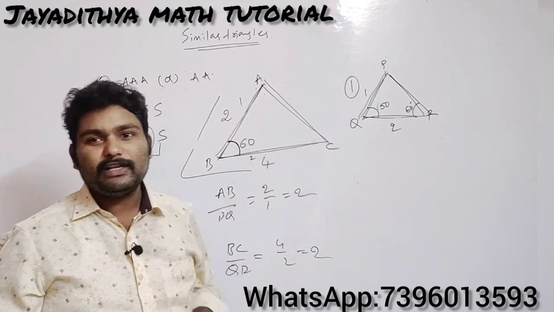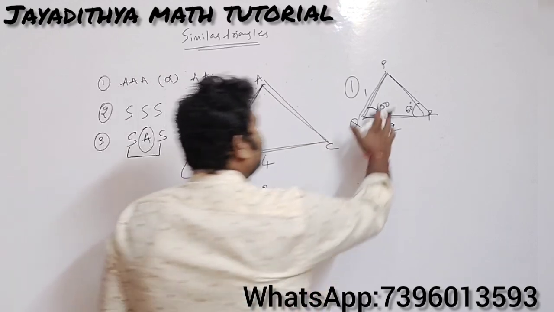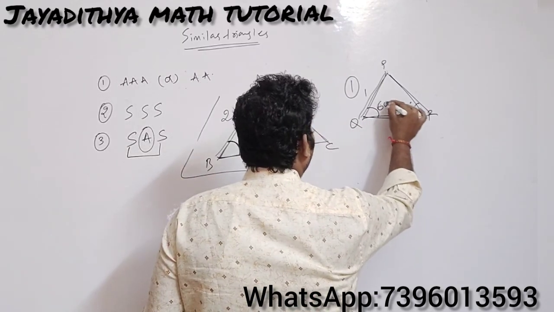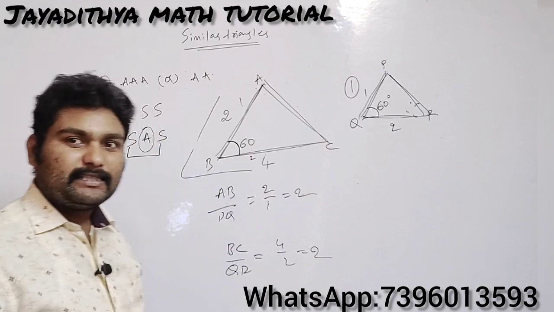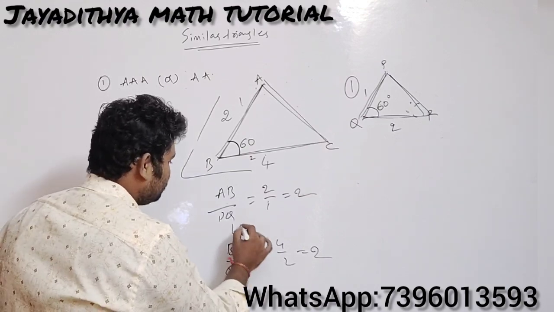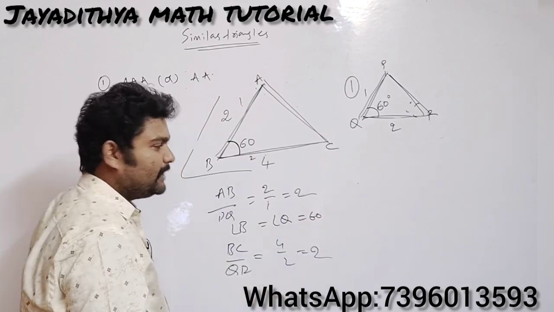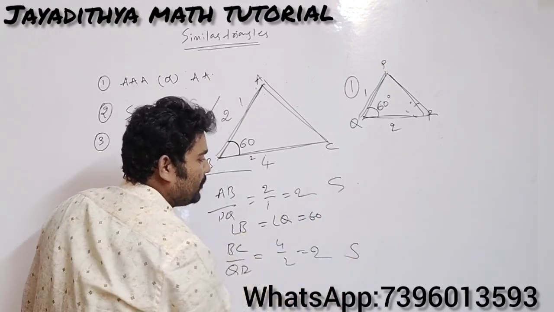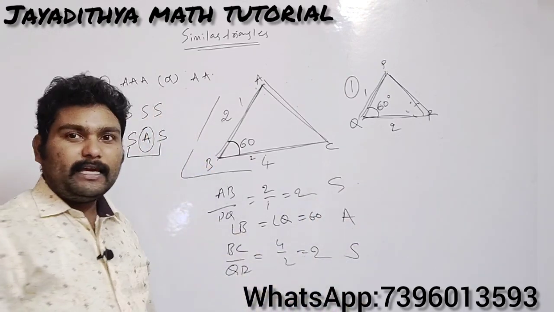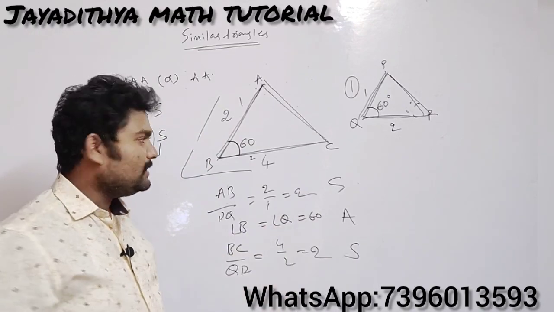Therefore, these two triangles will not be similar. These two triangles will be similar only when angle Q is 60 degrees. Okay, now you can write like this. Here angle B is equal to angle Q, which is equal to how much, Nana? 60 degrees. So see here, two sides are proportional and one angle is equal.